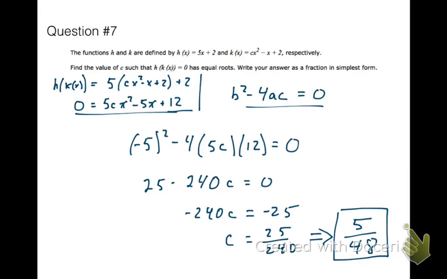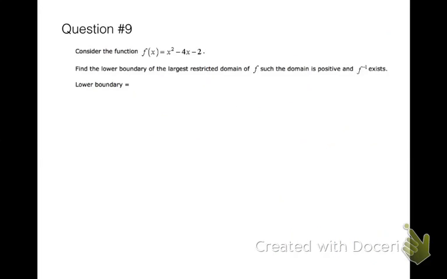So we're combining two things, a composite function there, and then also our discriminant as well. And the last one was question 9, which is a trickier one. So we're talking about domain and restricting the domain for an inverse function. A few different ways to approach this.